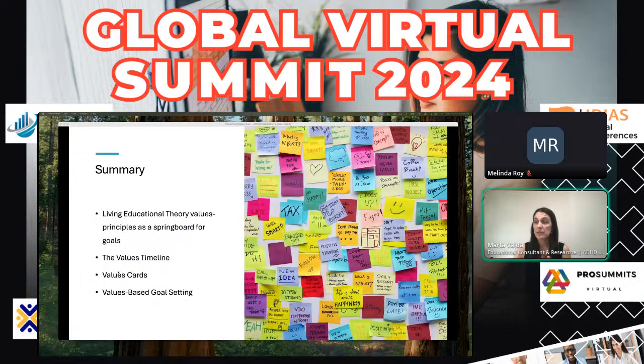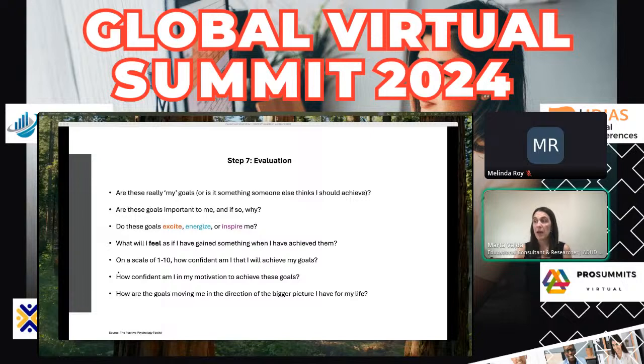On a scale of 1 to 10, how confident am I that I will achieve my goals? How confident am I in my motivation to achieve these goals? Another important factor: we have intrinsic and we have external motivation. So tapping into that is also helpful. How are the goals moving me in the direction of the bigger picture I have for my life? And I think that one also is really indicative of the stage of life that you are in, and how those values, again, shift to propel you forward in that stage, or might impede you if they're not the appropriate values for that particular stage.